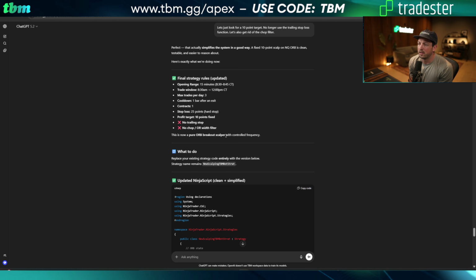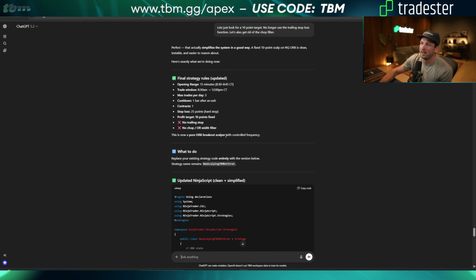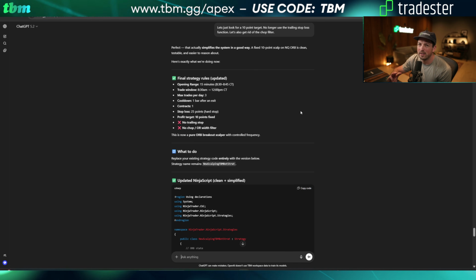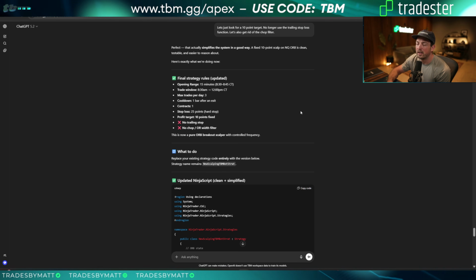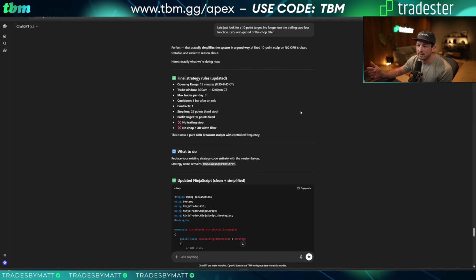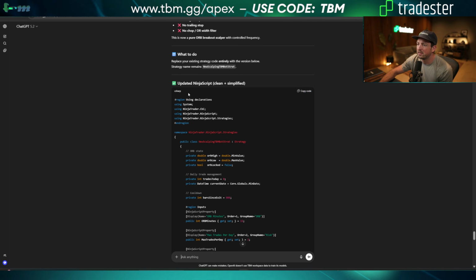So I'm taking out the chop filter, and I'm taking out the trailing stop, and I'm just going to target a 10-point winner. Now that I'm taking up to 3 trades a day, that would be $600. This could last for 5 days if everything went perfectly. And worst case, I have a couple of days that this could be running. So let's go ahead and put this in.